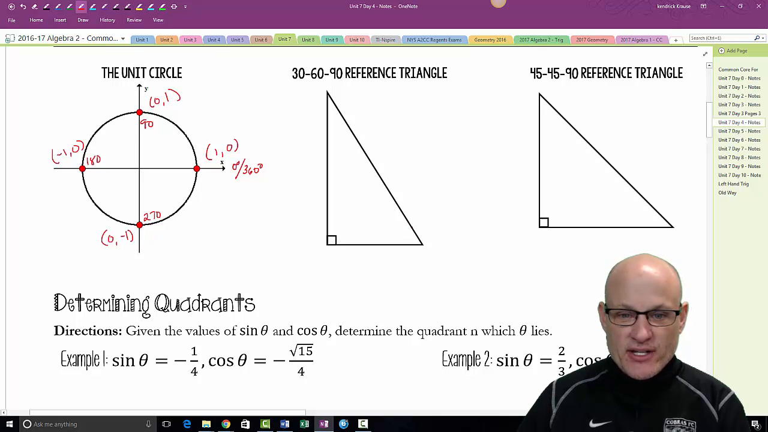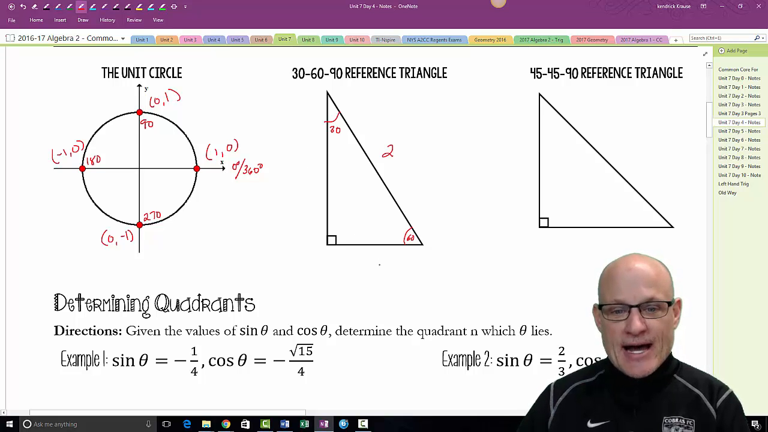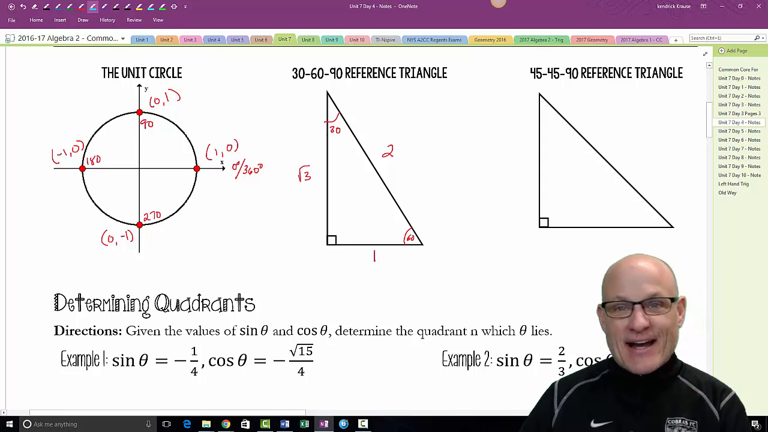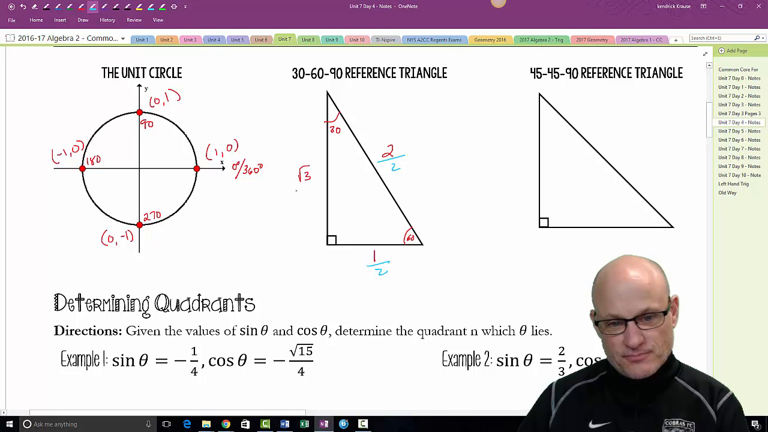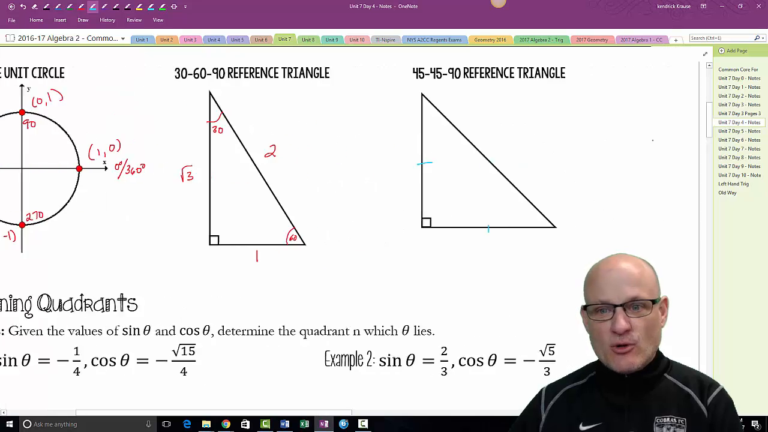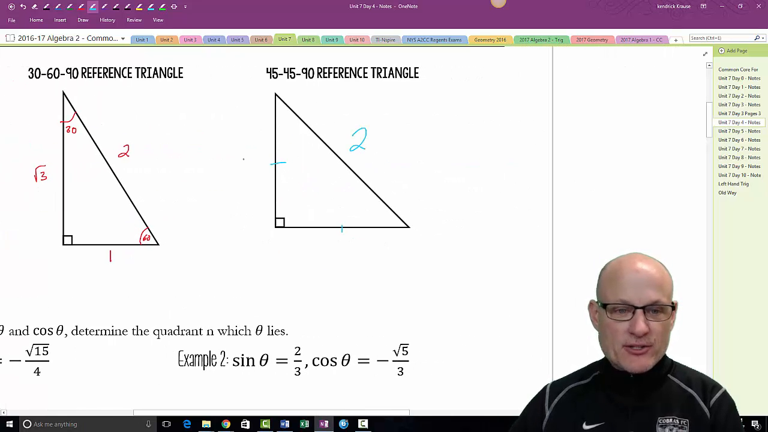We talked about our 30, 60, 90 reference triangle. We use 2 here for the hypotenuse. Opposite the small 30 degrees is 1, and opposite the 60 is the square root of 3. We also modified it for the unit circle by dividing each of these by 2. Remember that? But that's only for the unit circle. Then we also did a 45, 45, 90 right triangle where, again, we made the hypotenuse 2 and made each of these the square root of 2.